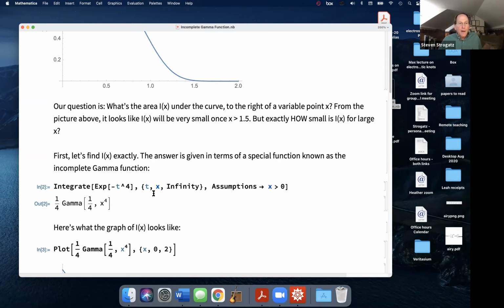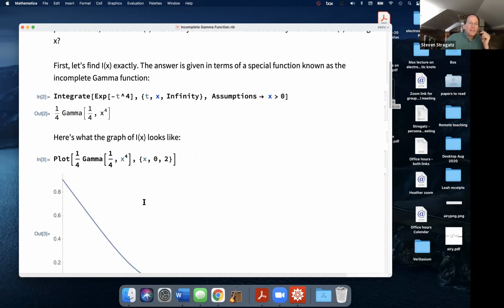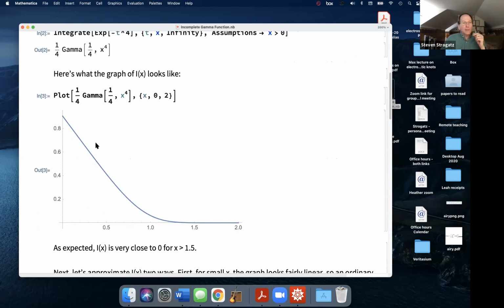Anyway, it then says it's 1/4 gamma function, but it writes gamma with 2 arguments. So I'm not used to this. I think of the gamma function as having 1 argument, just the ordinary gamma function. But apparently there's this object, the incomplete gamma function, that takes 2 arguments. And you can read about it in Mathematica if you want. So anyway, it says it's 1/4 gamma of 1/4 x to the fourth, comma x to the fourth. I ask it to plot that, and it says the exact I of x looks like this.